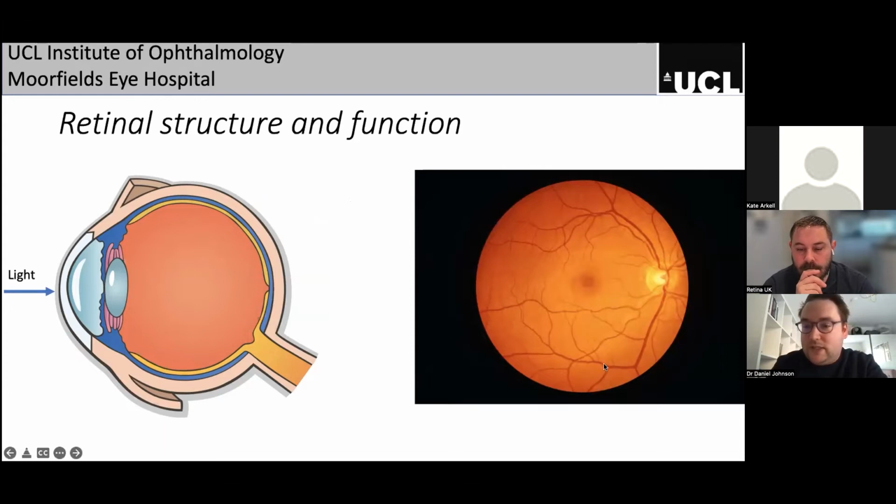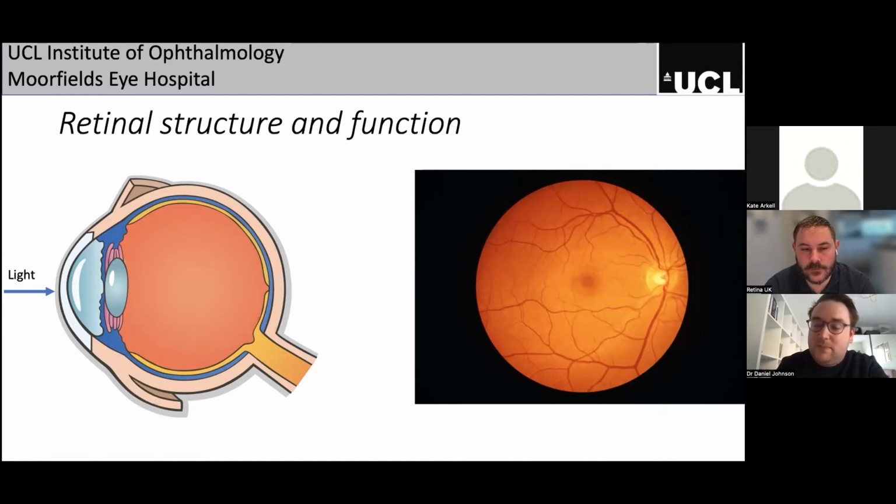So you see this nice orangey sheen of the retina. You see this white circle, which is the nerve, with a pinky area around the outside and a whiter area in the middle. You see all these red lines, red squiggles coming off the nerve, which are the blood vessels. So these are the arteries and the veins that supply the retina.